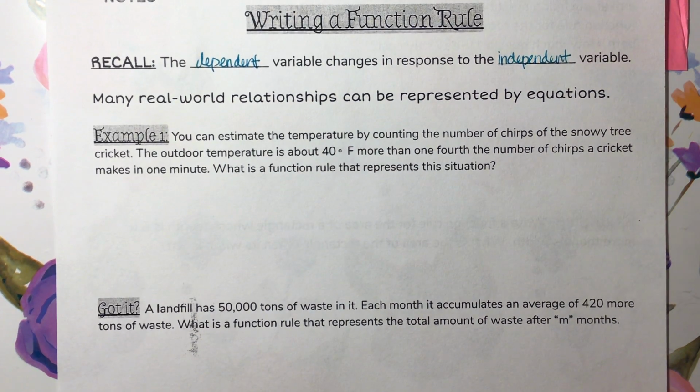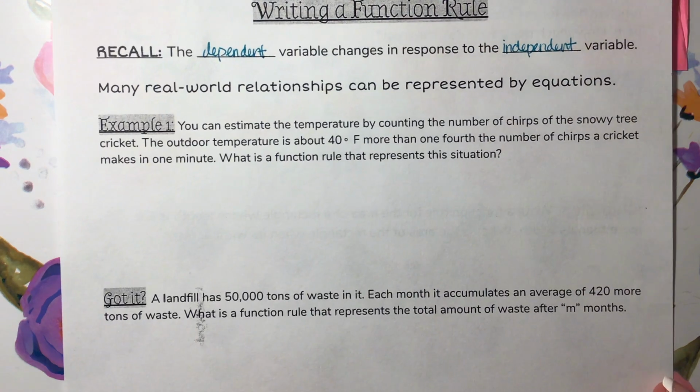So in our first example, it says, you can estimate the temperature by counting the number of chirps of the snowy tree cricket. The outdoor temperature is about 40 degrees Fahrenheit more than 1/4 of the number of chirps a cricket makes in 1 minute. What is a function rule that represents this situation?